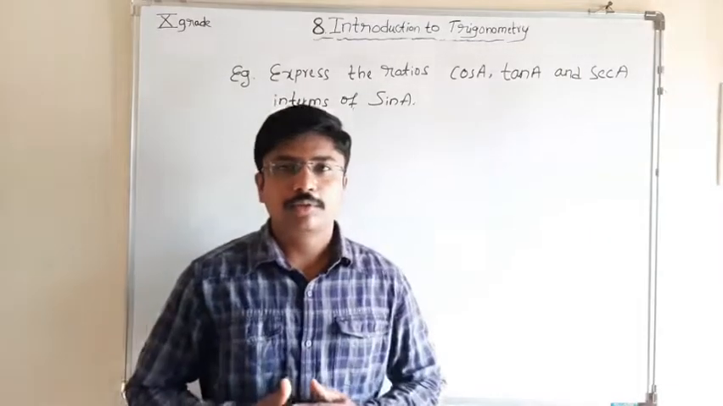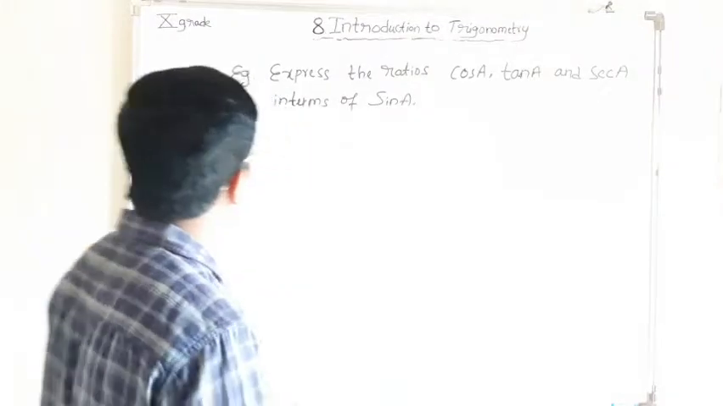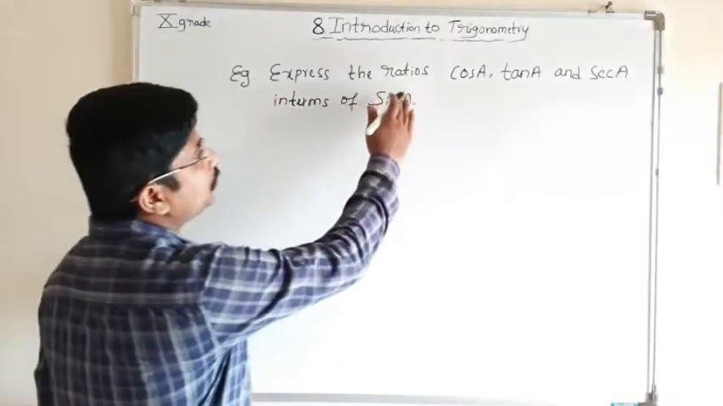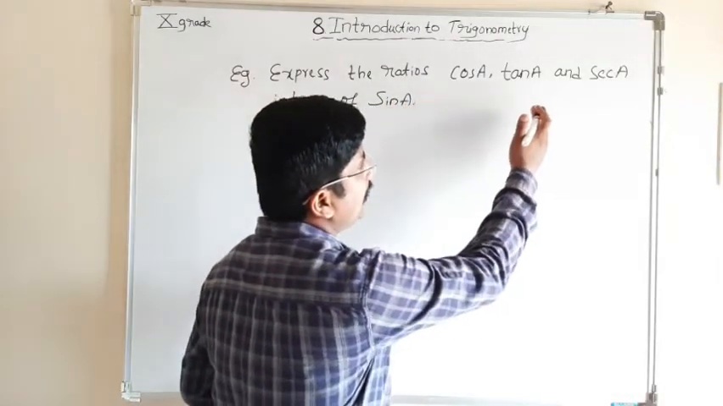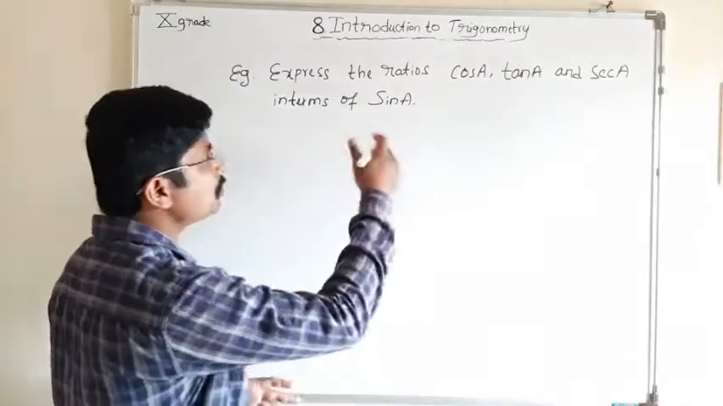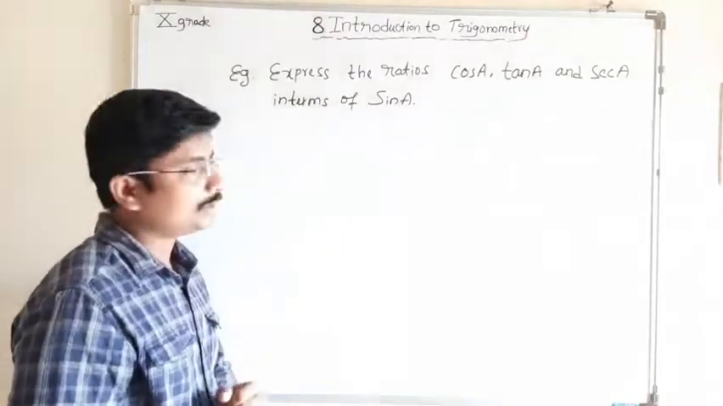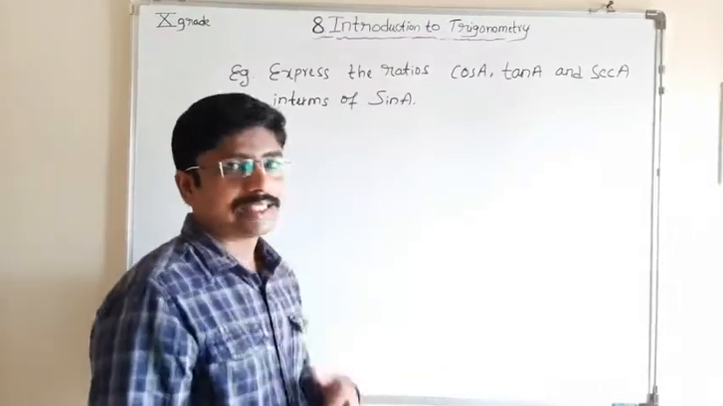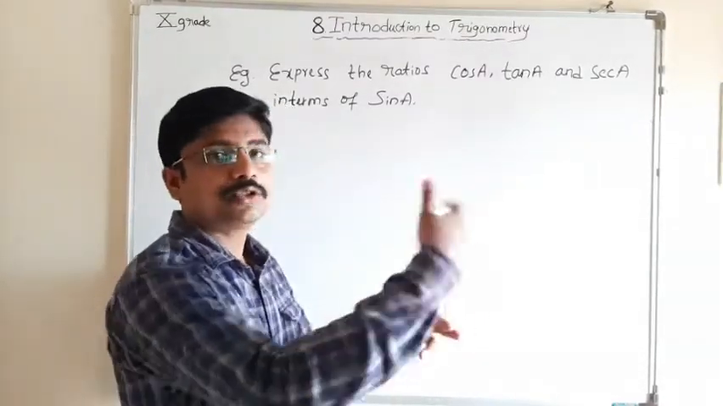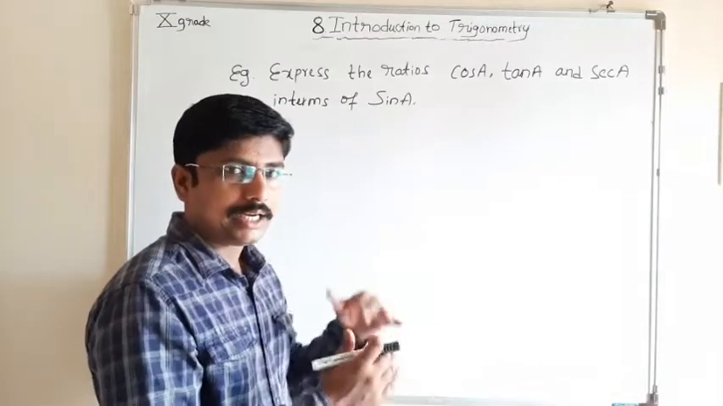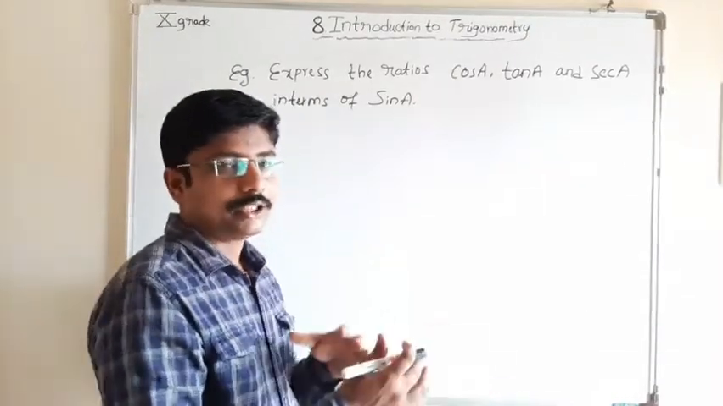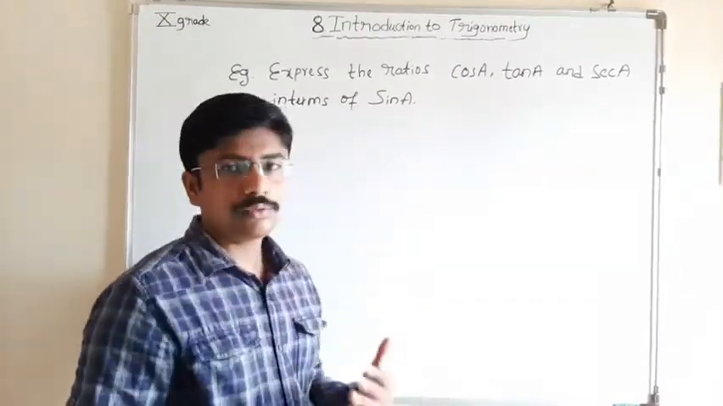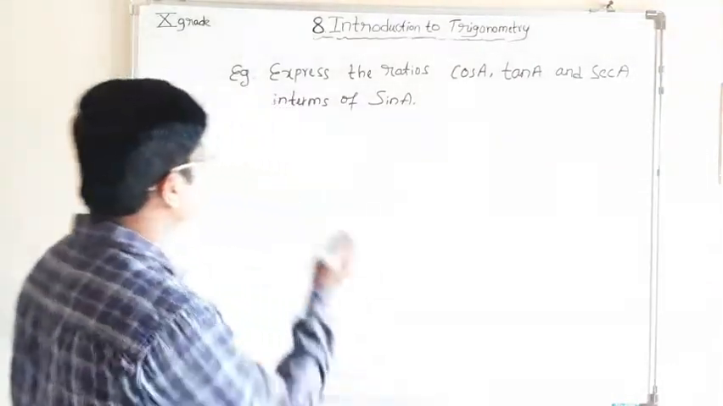Okay dear students, now we will solve examples. See here, express the ratios cos A, tan A and sec A in terms of sin A. What we have to do is express the ratio of cos A in terms of sin, the ratio of tan A in terms of sin, and the ratio of sec A in terms of sin. Solution.